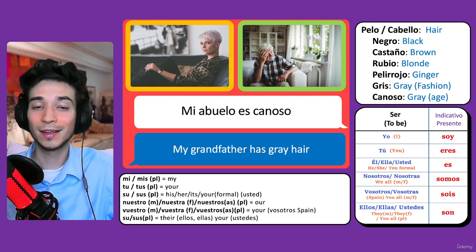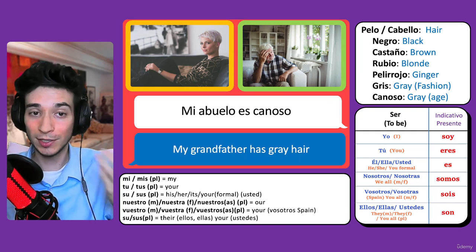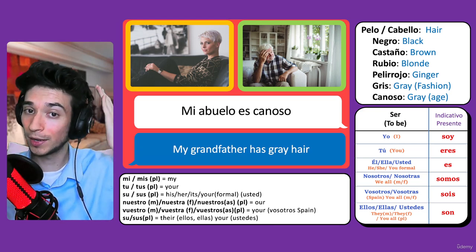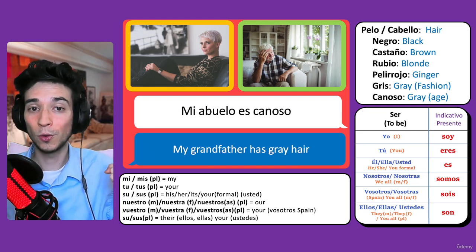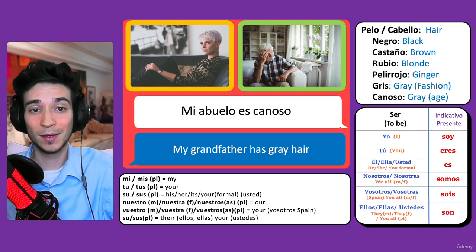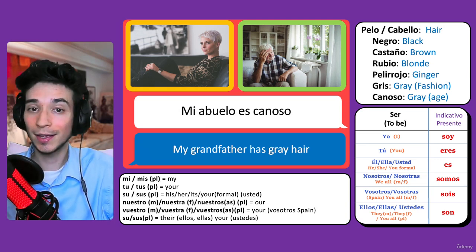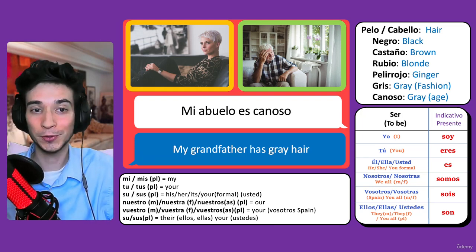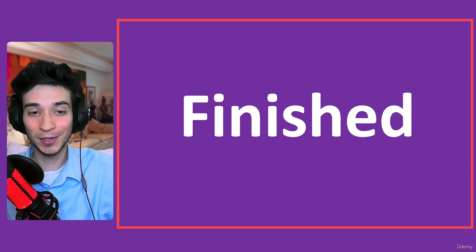And the next one. Mi abuelo es canoso. So this is another way of saying it. You can say, mi abuelo tiene pelo gris, pelo canoso. He has gray hair. Or es canoso. He is gray-haired, basically. My grandfather has gray hair. Mi abuelo es canoso. You can say es canoso or tiene el pelo canoso. Both are okay. And that's it for this one.